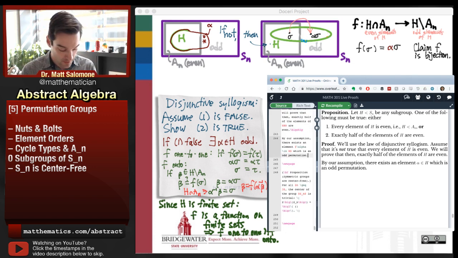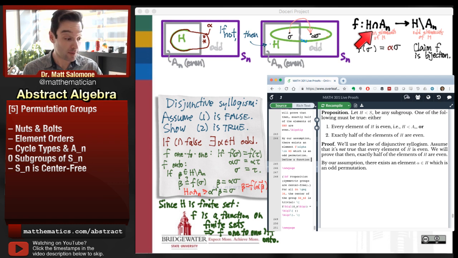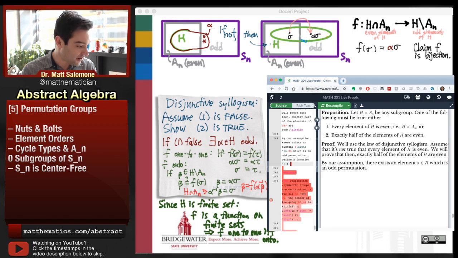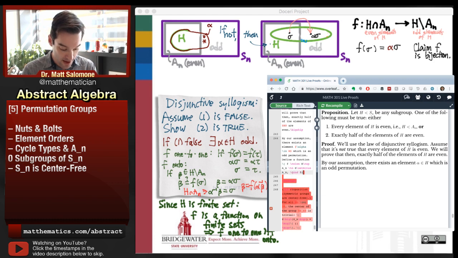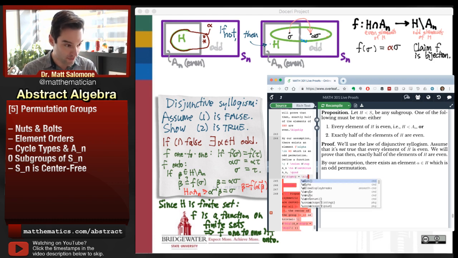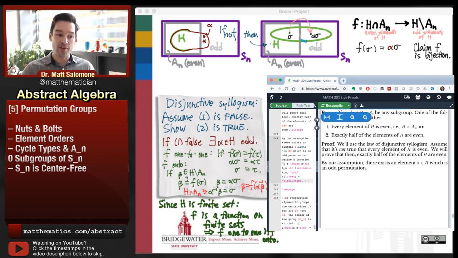So now, define a function. And that's this function up here at the top of the screen. A function is going to turn all of my even permutations into odd permutations. And so I'll say what it is. The function we're calling f, and it goes from the even elements of H to the odd elements of H. And f of sigma is equal to alpha sigma.